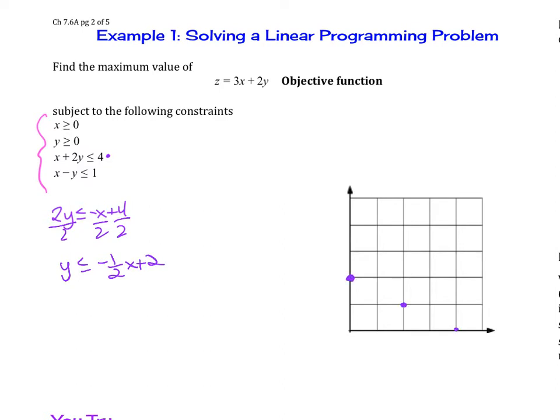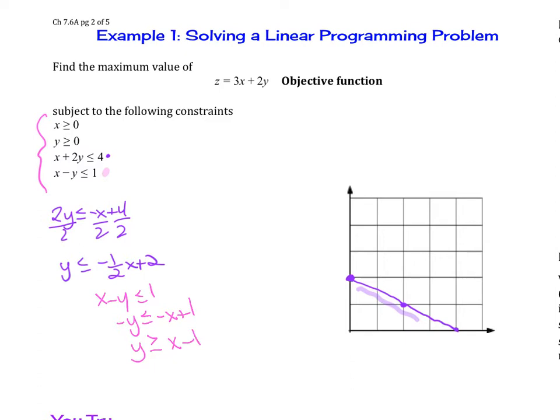So here is this line that's solid. It's going to be less than, so we know we're going to shade below that line. So I know I'm going to shade below that line. And then let's do the next one. x minus y is less than or equal to 1, or negative y is less than or equal to negative x plus 1. Or dividing by negative, y is greater than or equal to positive x minus 1.